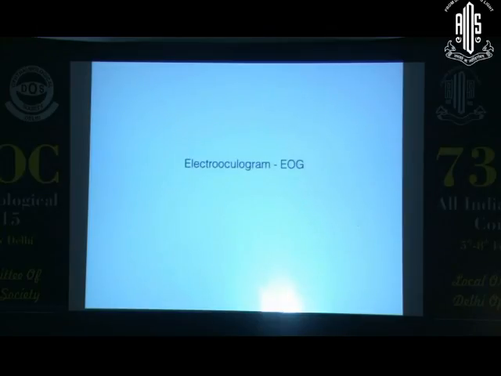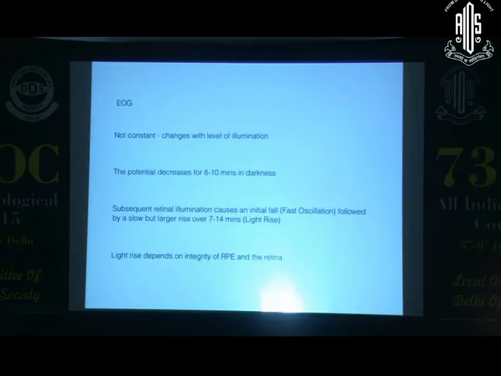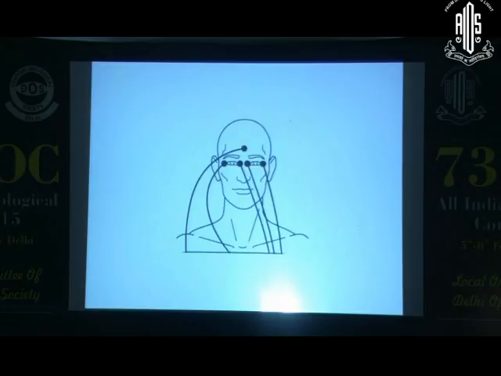Very briefly about EOGs, we are doing less and less of this test. The only indication used to be Best dystrophy. Now we are relying more on OCTs and genetic studies to diagnose this. EOG is basically a record of the standing potential that exists between the cornea and the back of the eye. It tests the RPE layer and arises from the ion permeability changes across the ion channels in the basal RPE membrane. It's not constant, it's a changing potential. You light adapt the patient, the potentials keep changing. You dark adapt the patient, it keeps changing, and we make use of these variations to record the EOG.